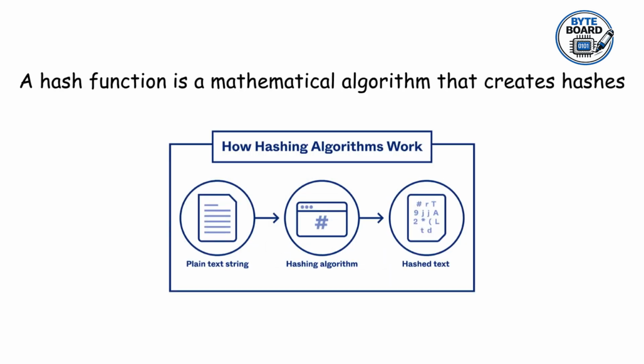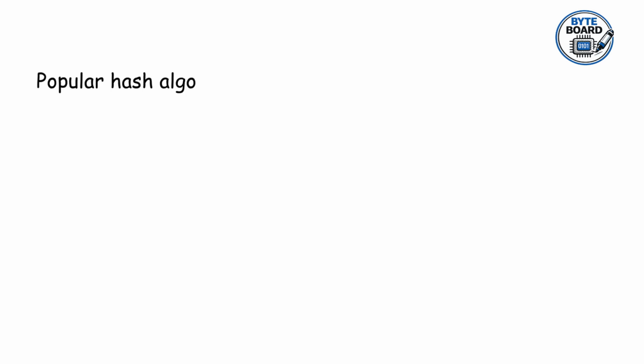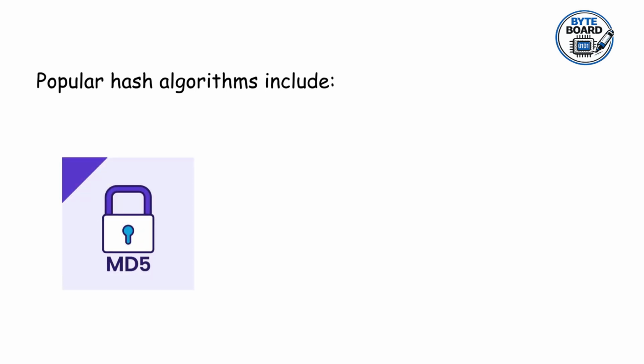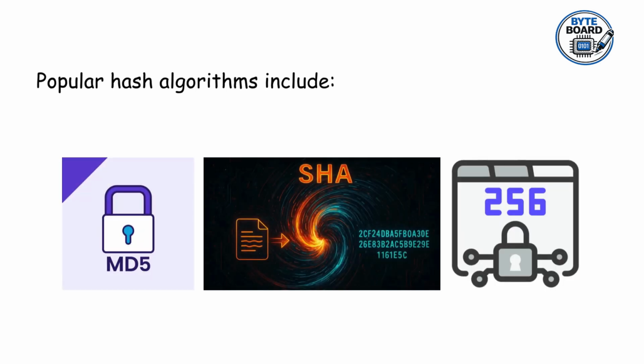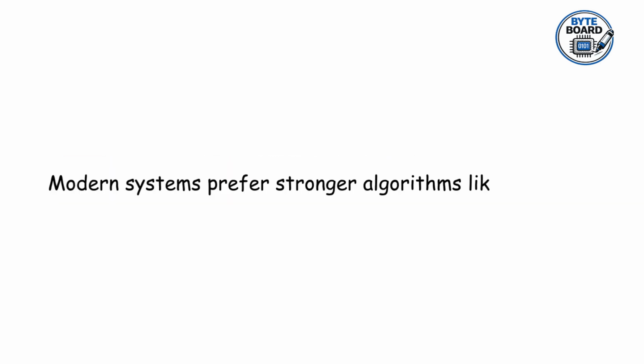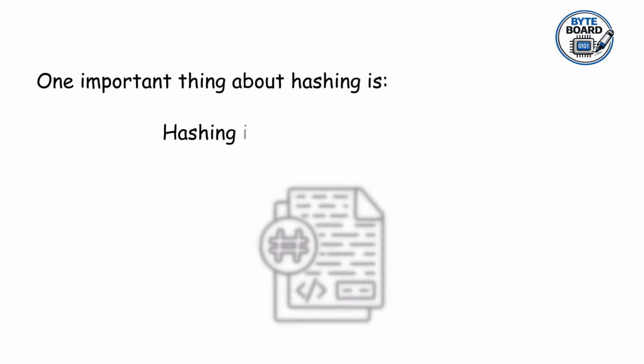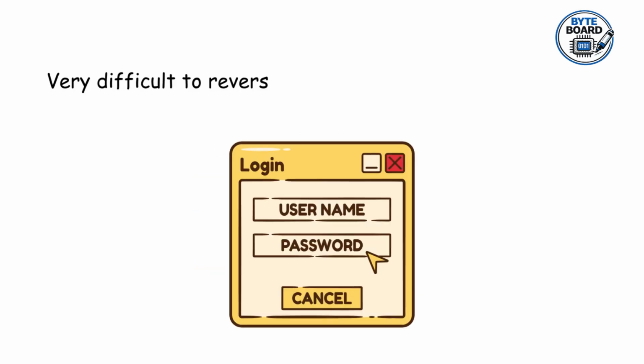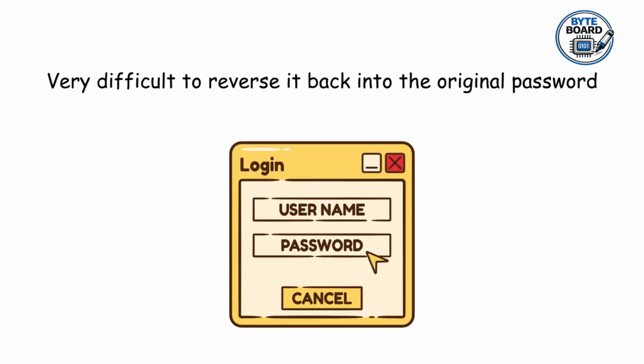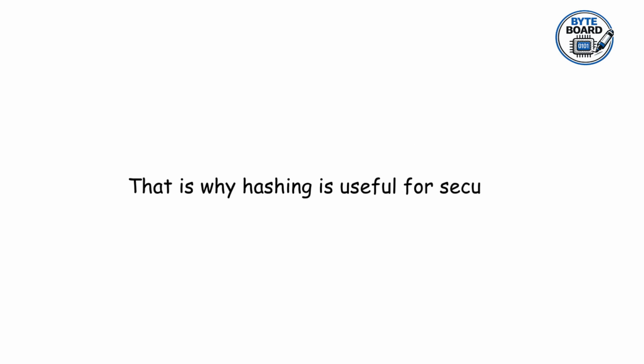Hash functions. A hash function is a mathematical algorithm that creates hashes. Popular hash algorithms include MD5, SHA-1, SHA-256. Modern systems prefer stronger algorithms like SHA-256. One-way process. One important thing about hashing is that it is designed to be one-way. This means it is easy to create a hash, but very difficult to reverse it back into the original password. That is why hashing is useful for security.